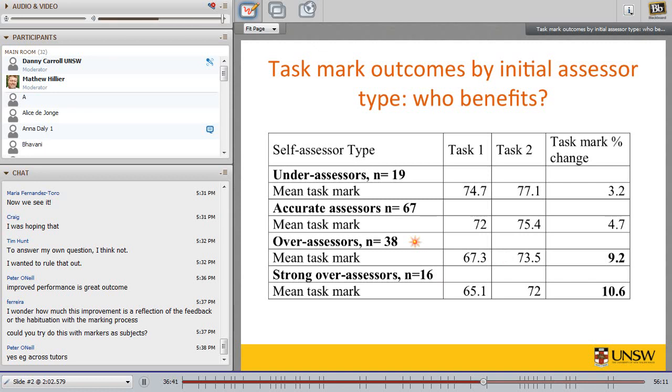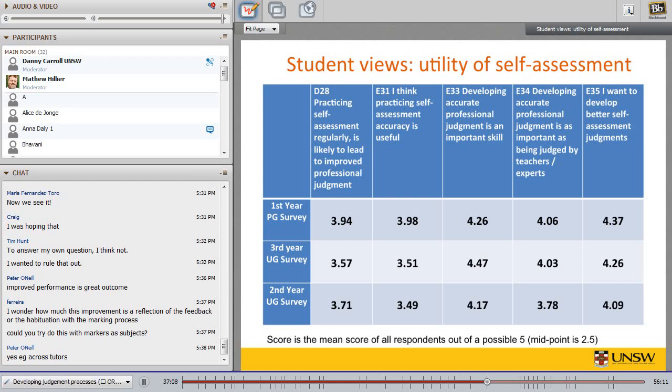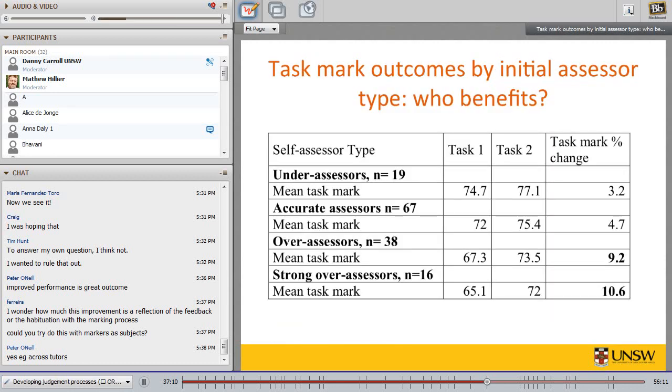So that was quite a pleasing outcome, to see a really good task mark performance gain with the lowest performing students from the initial task, because it's a bit of a commonplace in assessment studies that the best predictor of future performance is past performance. And so to see large task mark gains by the weakest students in the class kind of goes against the grain of a lot of what you see in predictive assessment.